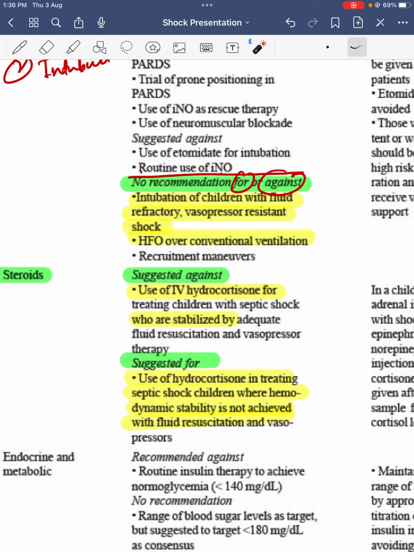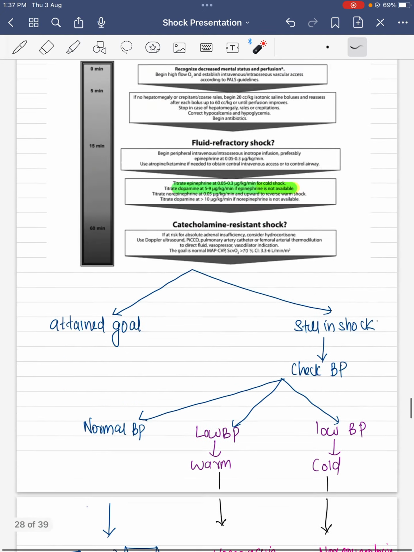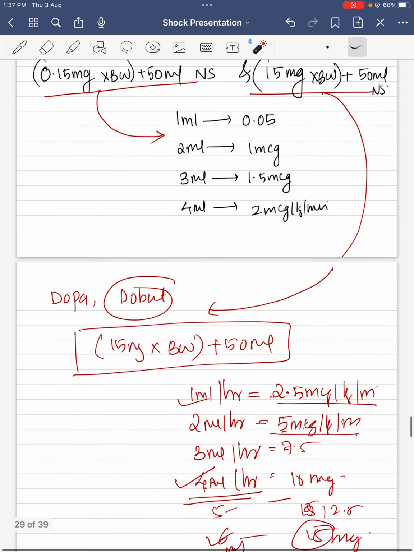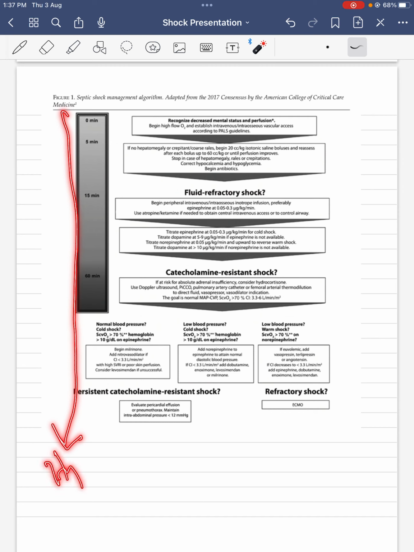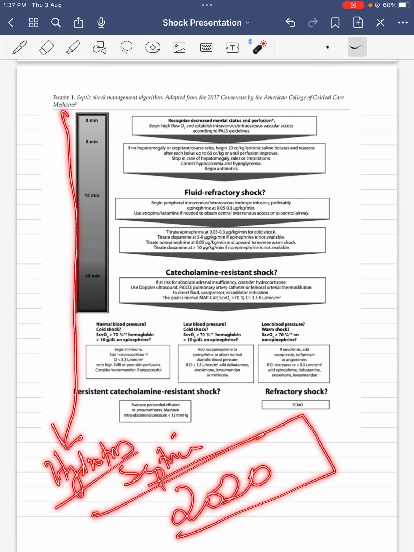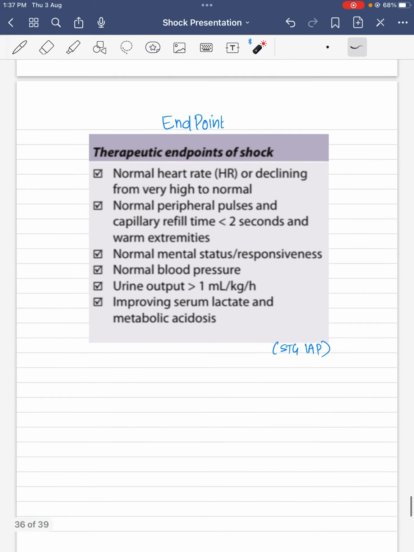Hydrocortisone is for when the child is not improving by all these methods I told in the management. We treated up to this, still not improving, then you can try hydrocortisone in septic shock. This is by the recommendation of the 2020 International Septic Shock Guideline. This much clear? So that is the management of sepsis.